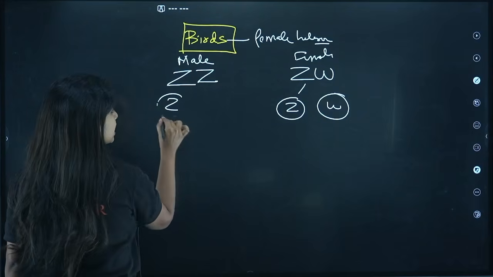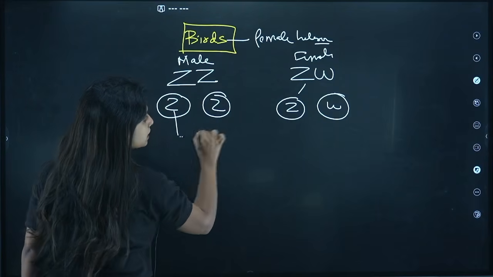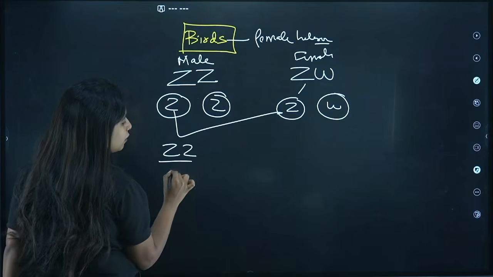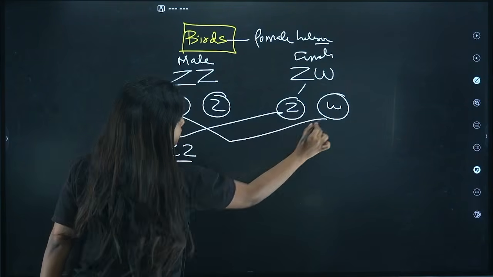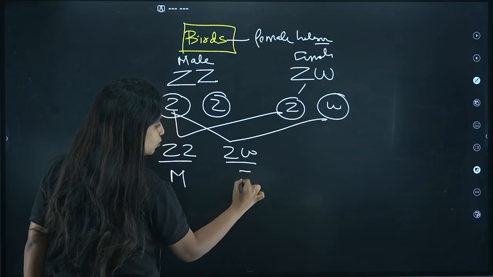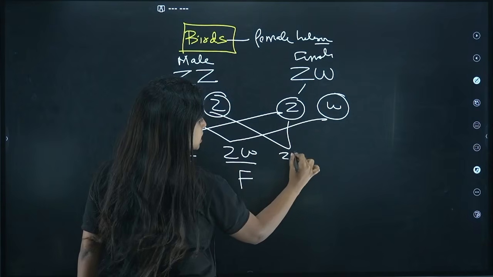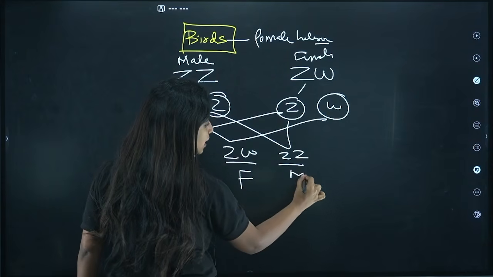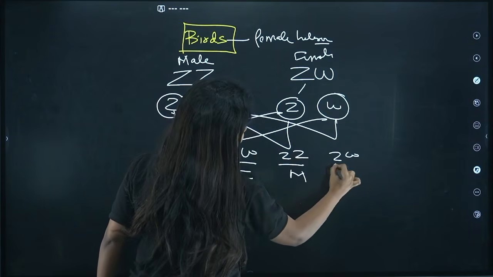Here you are going to get the same type of gametes, that is ZZ. When this and this comes together, you get ZZ, it will be a male. When this and this comes together, you get ZW, it is going to be a female. This and this, ZZ, that is again a male. This and this, ZW, and that is a female.